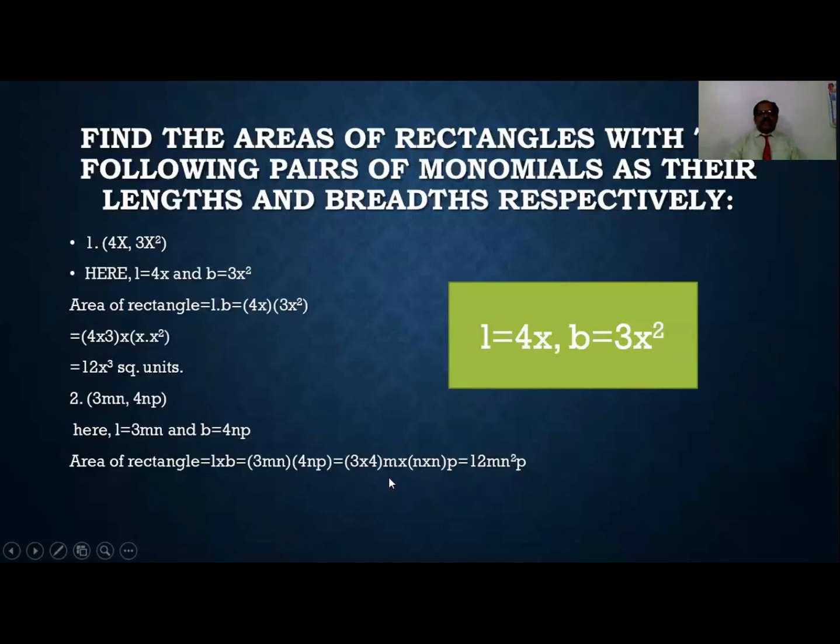So simplifying it will give us 3 fours are 12, m remains as it is, n into n, again the powers of n are 1 and 1, so the powers will be added, that is 1 plus 1 is 2, that is n square, and p remains as it is. So in this way we can have the area of the rectangle as 12 m n square p square units. So in this way we can find the areas of a rectangle, taking the given polynomials as the length and breadth of the rectangle respectively. Clear? So this is the first application of the multiplication of monomial with monomial.